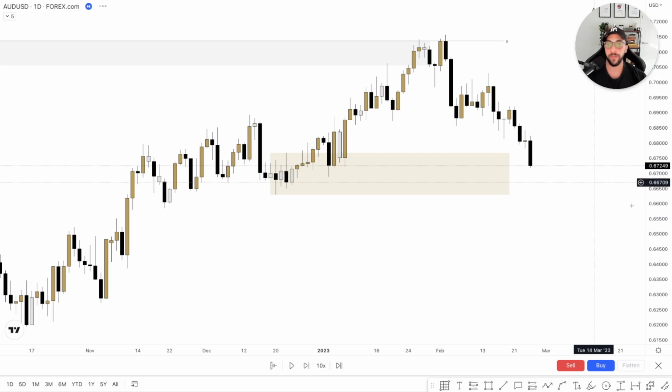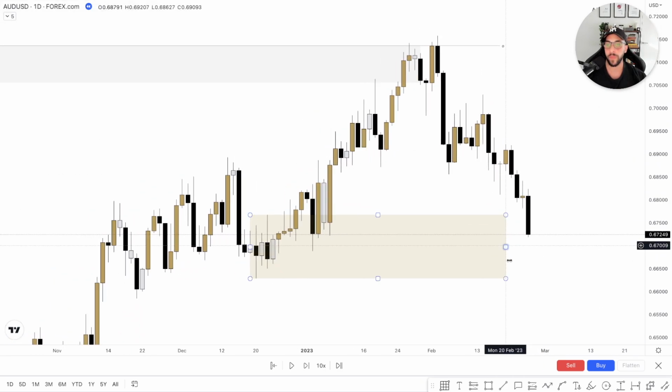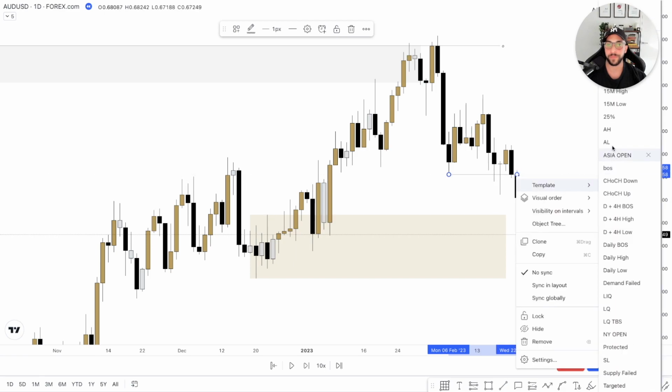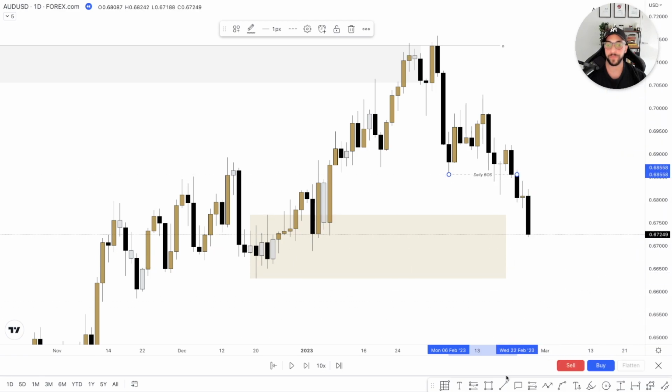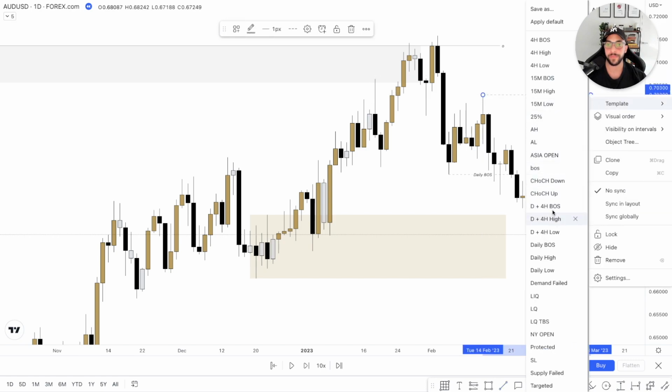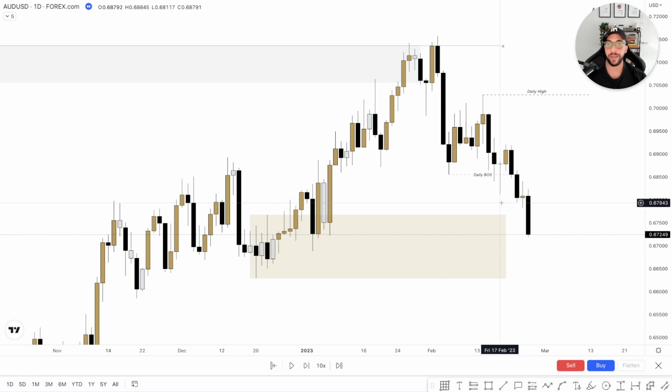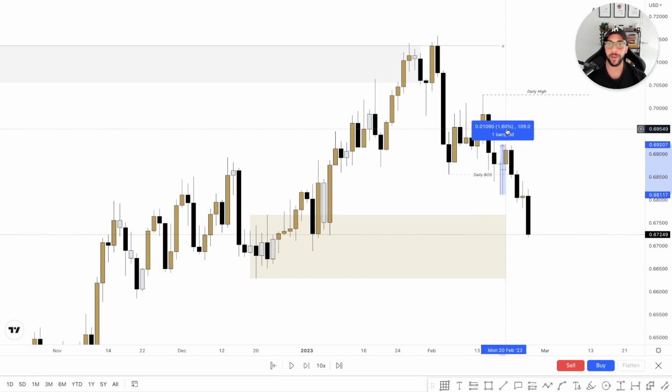We'll go down to the daily time frame. On the daily, the most recent daily break of structure was here. So this was our daily BOS. The highest point above there will be our daily high. And then we didn't actually solidify our daily low at this point. It got very, very close.